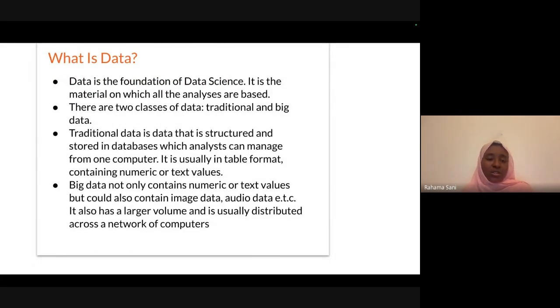So we've been talking about data. What's data? Data is the foundation of data science, and it's the material on which all the analyses are based. There is the traditional data and there's the big data. Traditional data is usually structured and is usually stored in databases, which analysts can manage from one computer. And it's usually in table formats containing numeric or text values. While big data usually not only contains numeric or text values, but could also contain image data, audio data, and it usually has a larger volume, and it's usually distributed across a network of computers.